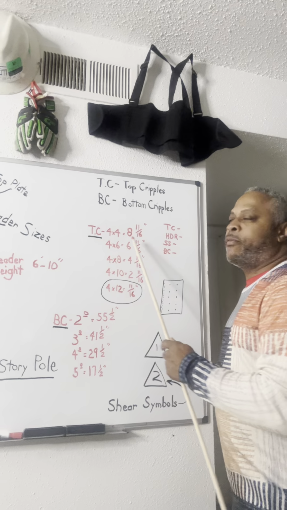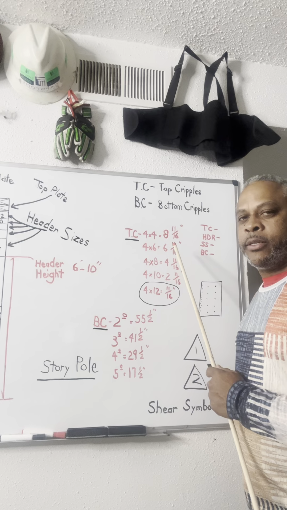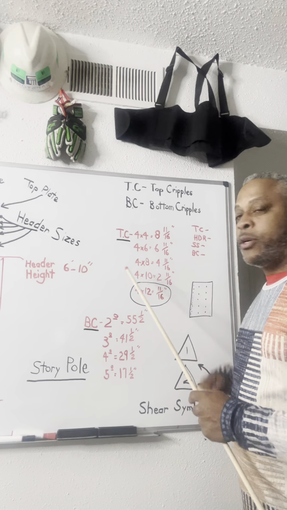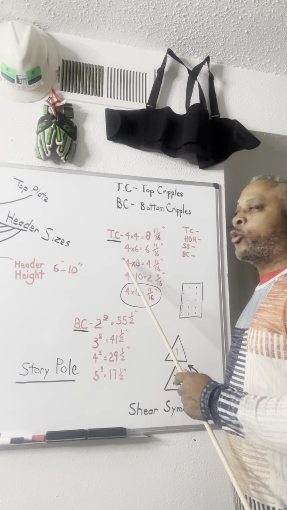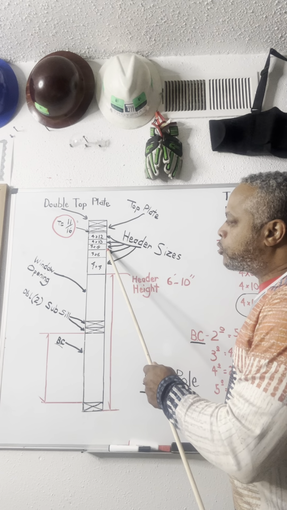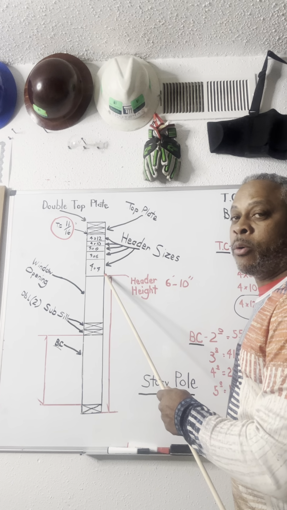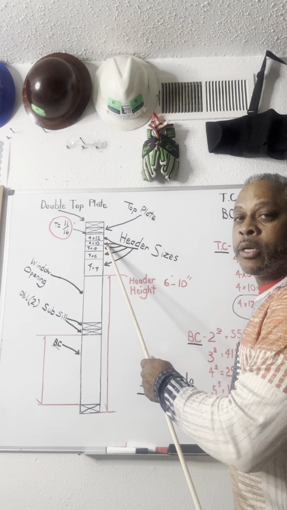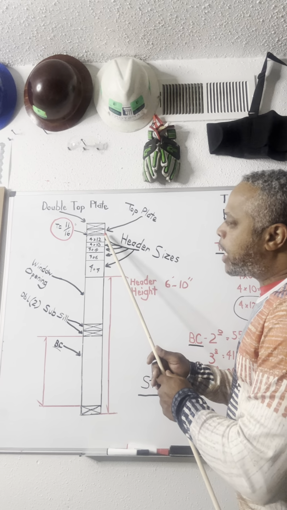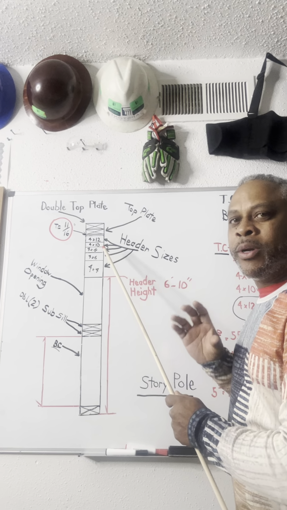With a 4x4 header, your cripple sizes will be 8 and 11/16, or let's just say 8 and 5/8. With a 4x6, your cripple sizes, as you see, my 4x6 goes from here to the bottom of where the 4x4 is. We start off with the 4x4 with the story pole. You have to mark these lines for each of your headers as it grows, because for each header you will take a dimension from the top of your top plate down to the top of that header. That's going to give you your top cripple size.